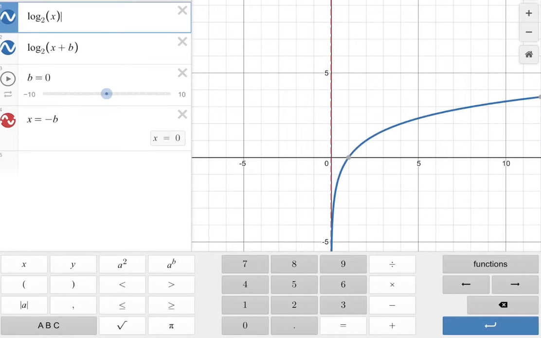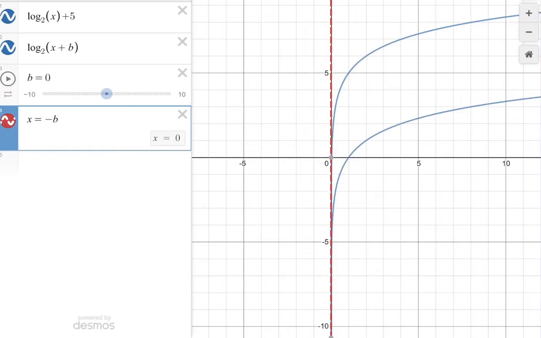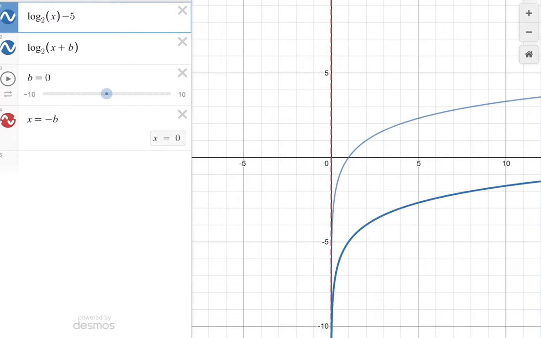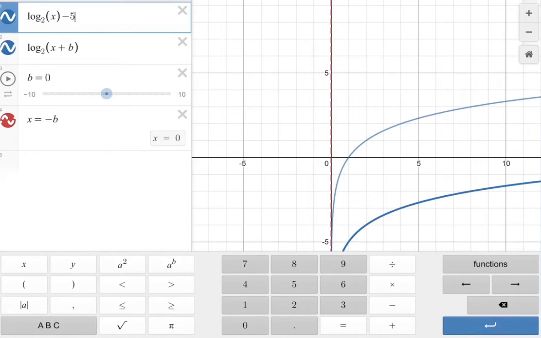Now let's take a look at what happens if we do something to the outside. If we add, let's say, 5 to the outside, it shifts 5 units up. And if we subtract 5, it shifts 5 units down. So we can see that logarithmic functions follow the same transformations as other functions, as we discussed before. It moves left or right, the opposite of what you would think, if it's inside the function, and up and down vertically, respectively, if you're adding or subtracting.